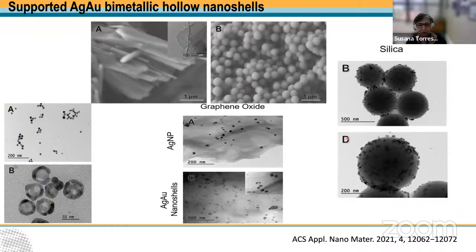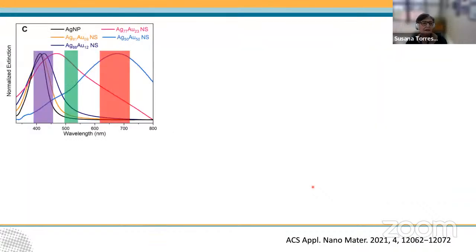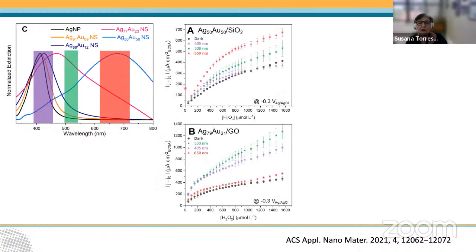Another example is these bimetallic shells that are supported on silica or onto graphene. Depending on what they are supported on, these shells are of silver and gold, and by changing the proportion, obviously, we are changing the extinction spectra. We also measured with this kind of materials at different wavelengths. And we are going to use those for the determination of hydrogen peroxide.